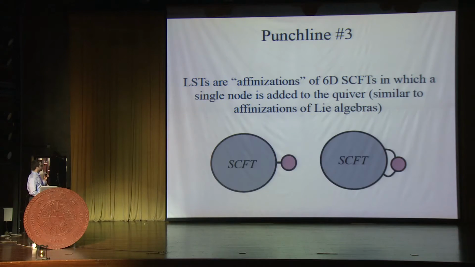Finally, the main point of my talk is that once we have the classification of 6D SCFTs, which I discussed at the beginning, we get the classification of little string theories almost for free. That's because every little string theory can be thought of as the affinization of a 6D SCFT, whereby we take the SCFT quiver, we add a single tensor node, which will give us a non-dynamical tensor multiplet, and we get an LST.